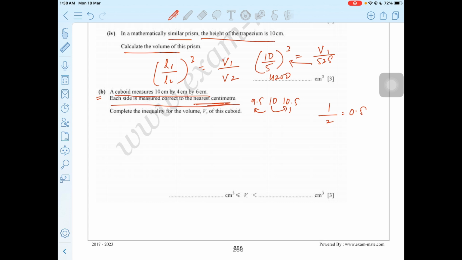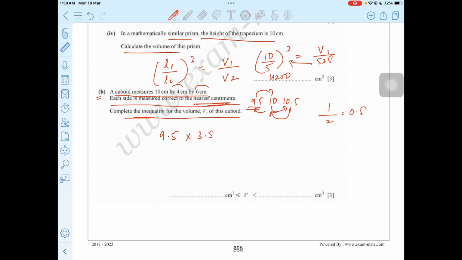So this 10, if it is 9.5, then it comes back to 10, and if it's 10.5, it comes down to 10, right? So we need the inequality, calculate the inequality for the volume, right? So let's just take the lesser amounts first. So this would be 9.5, this 0.5 would be subtracted, so this would be 3.5.